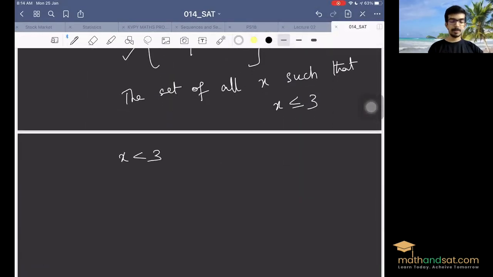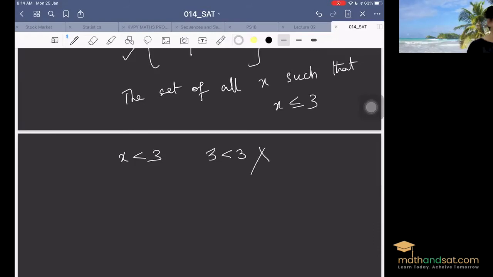And now, if somebody is telling you x is less than 3, what does it mean? X less than 3. So here you cannot include x is equal to 3, because when you put x is equal to 3, 3 less than 3 is a wrong statement.